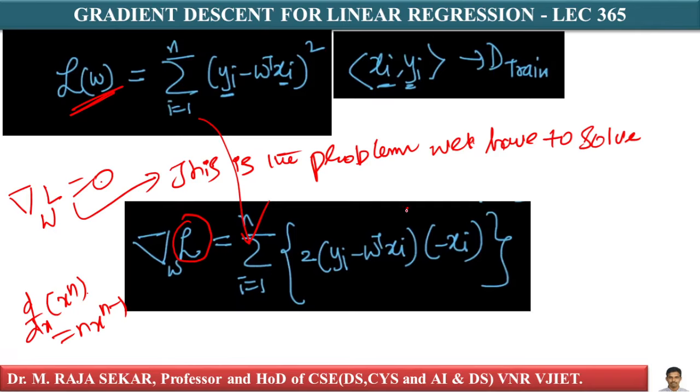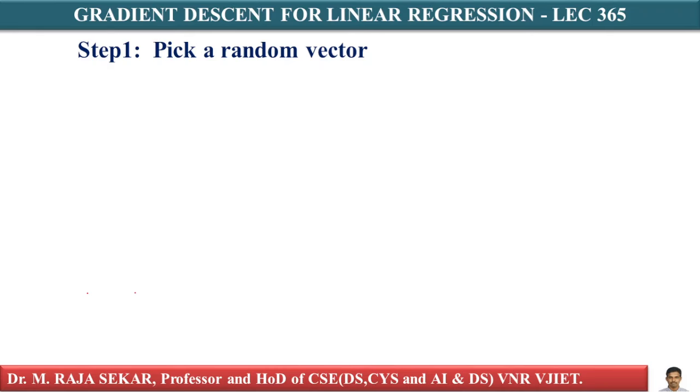Since I have my derivative, what do I have to do? Step 1: I will pick a random vector W naught. Of course, W naught is a d-dimensional vector. Once I pick a random value, we define W1.